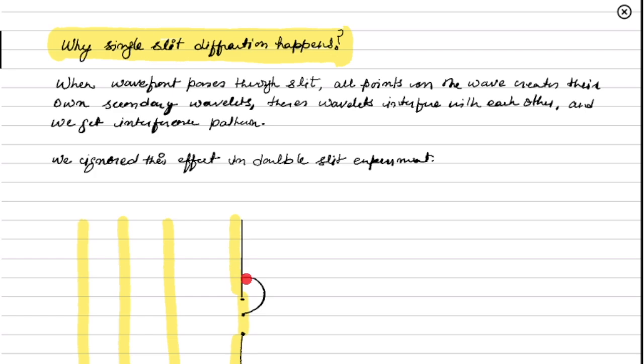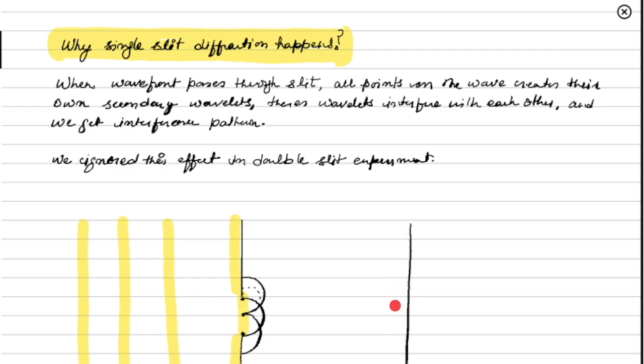This is the secondary wavelet created by this point. Now this one is also on the same wavefront. It will also do that, creating its own wavefront. And the third one will not remain behind. It will also. So again, we are getting some interference pattern. I can draw the troughs also, and we will see constructive and destructive interference. And that is the reason we will get some pattern here.